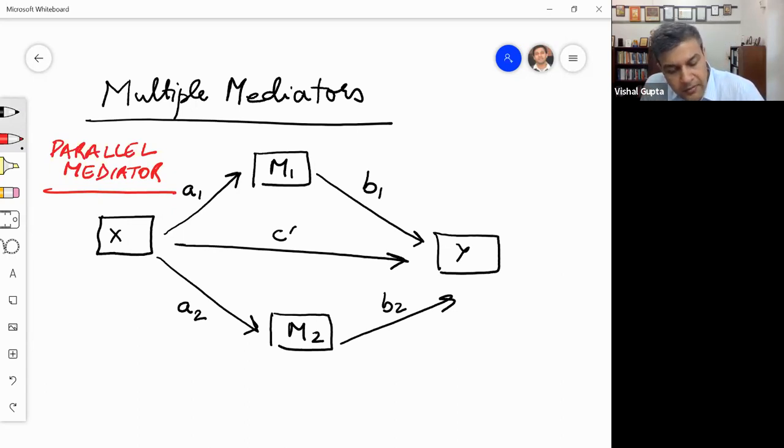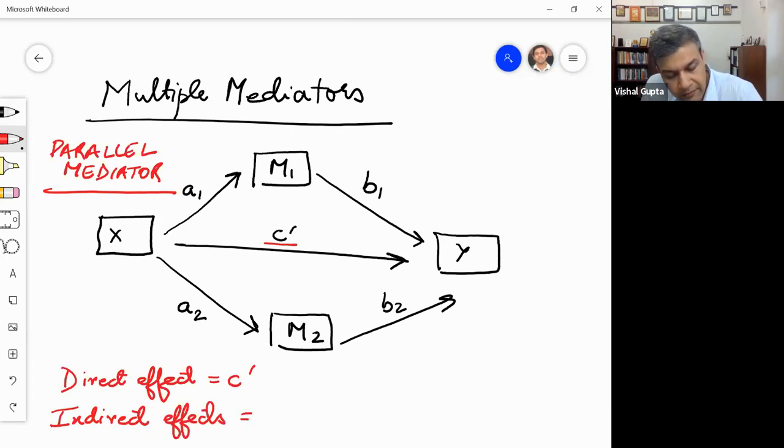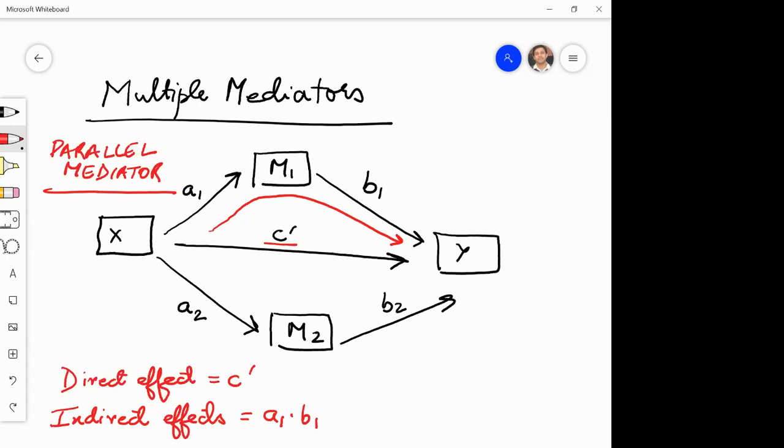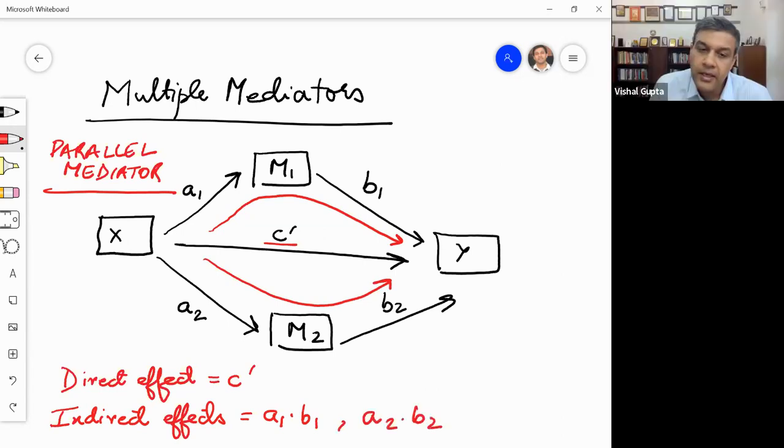Now, if you have understood the first model that we just did, the one mediator model, understanding multiple mediator models is a cakewalk. What is the direct effect? My direct effect in this model is C dash, the direct effect in the presence of the mediators. The indirect effects: there are going to be multiple indirect effects because there are multiple mediators. You have one path that starts from X and goes to Y via M1, so it becomes A1 times B1. The other path goes via the second mediator, and so you have another indirect effect, that is A2 times B2.